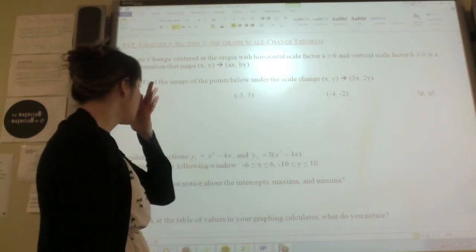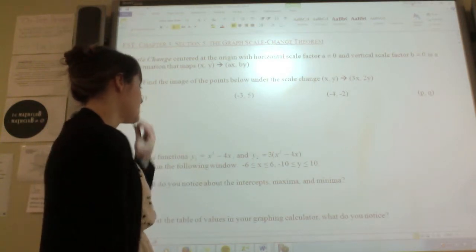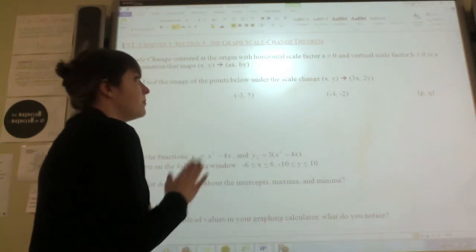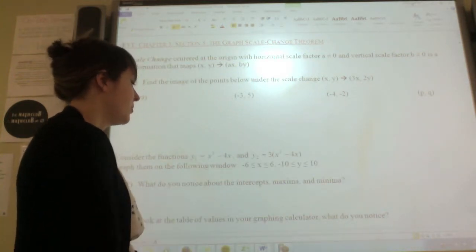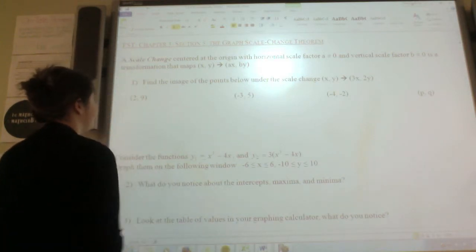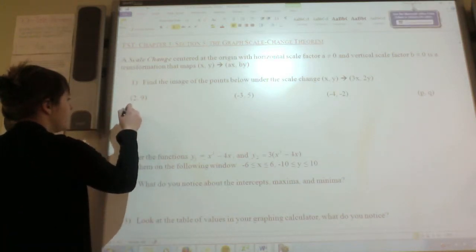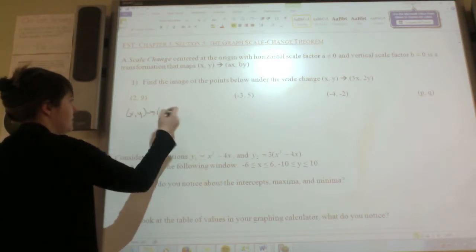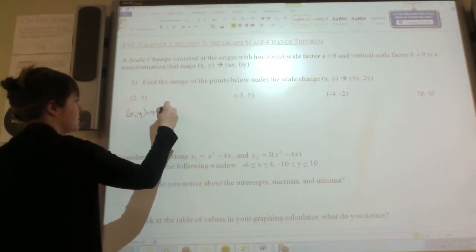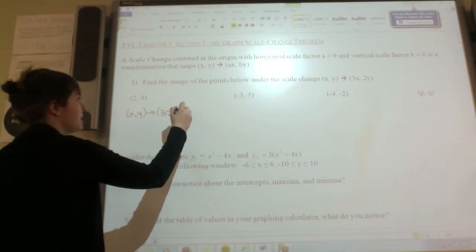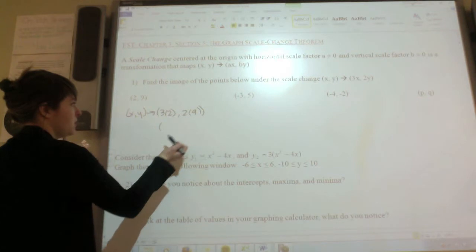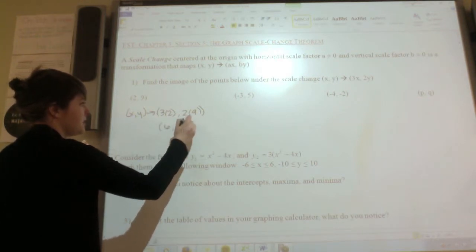If I want to find the image of the points below under a scale change, going from (x, y) to (3x, 2y), that means I'm going to multiply my x value by 3 and my y value by 2. So looking at this point here, if I plug that into my mapping, I would take 3 times 2, and I would take 2 times 9 to get my new point. So my new point would be (6, 18).